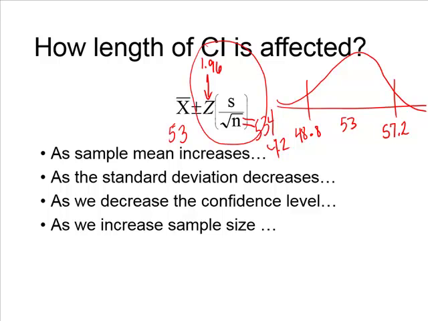As the standard deviation increases, what happens? Well, that's the numerator getting bigger, which means that fraction actually gets bigger, which means our confidence intervals get wider. As we decrease the confidence level, well, that means we're putting more area in the tails, which means our z-score gets smaller, right? And as we increase sample size, well, that's the one that I already did, right? Sample size is a good thing. It makes our confidence intervals thinner.